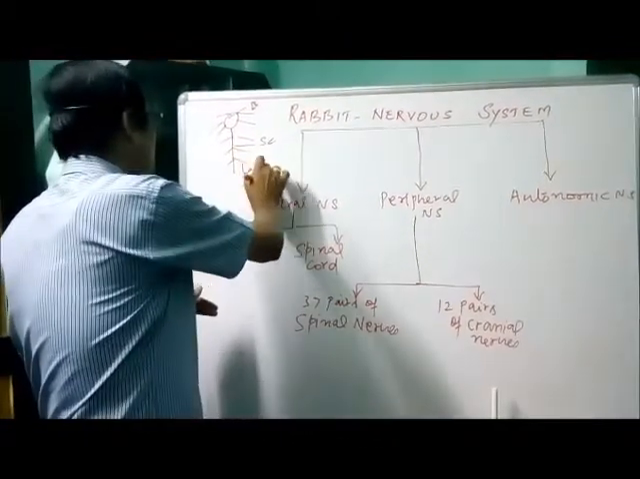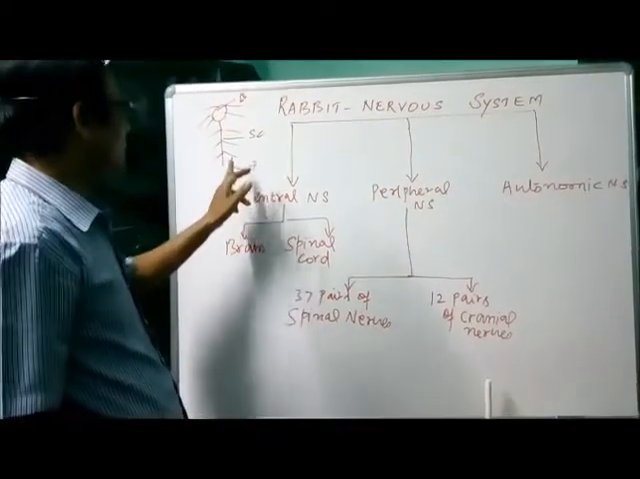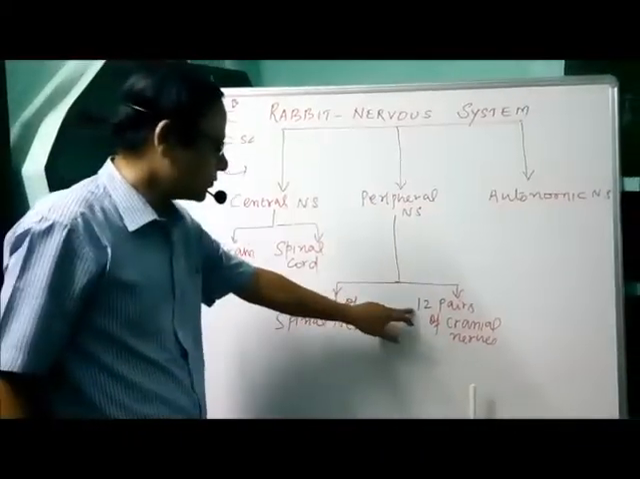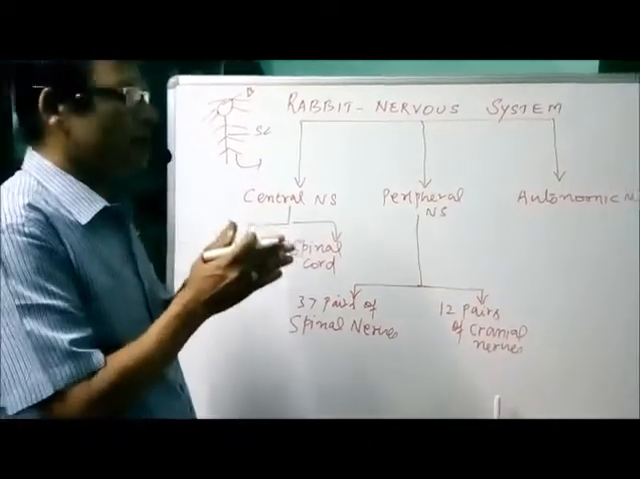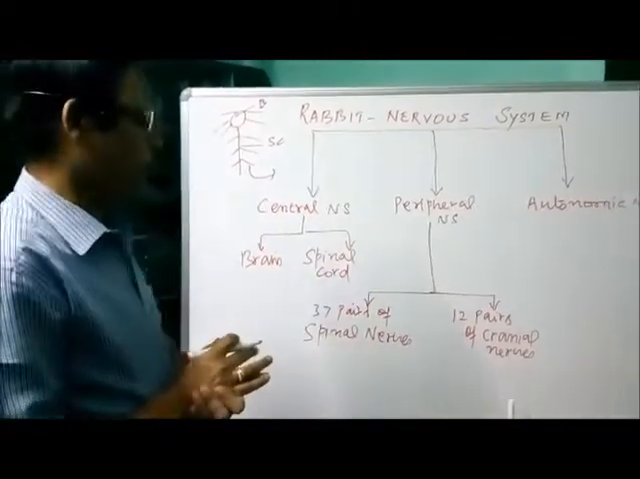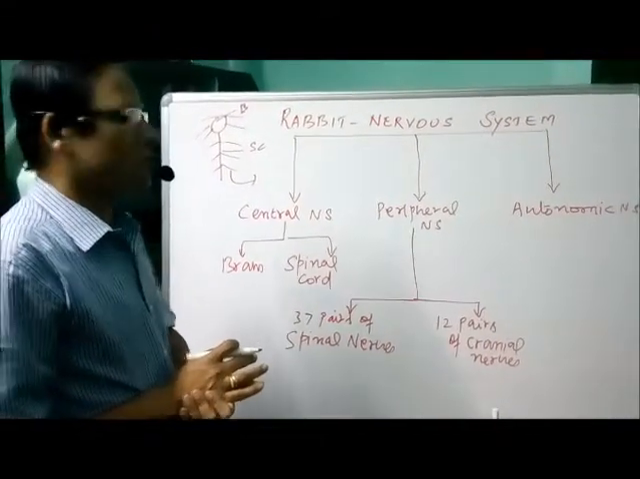These are all the spinal nerves. Those nerves arising from the spinal cord are called spinal nerves, and those arising from the brain are called cranial nerves. So this is the basic fundamental division of the nervous system. Now, let's talk about the brain structure.